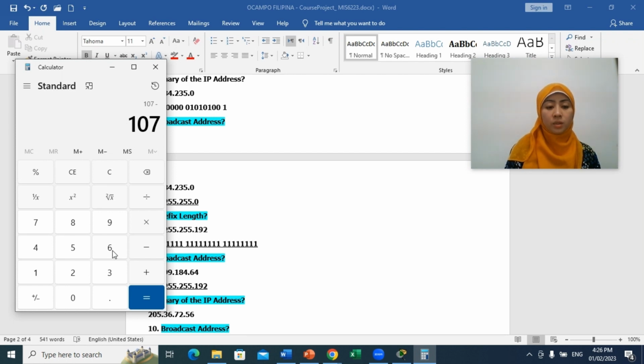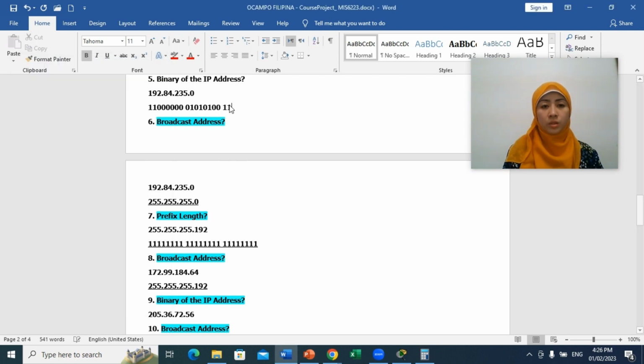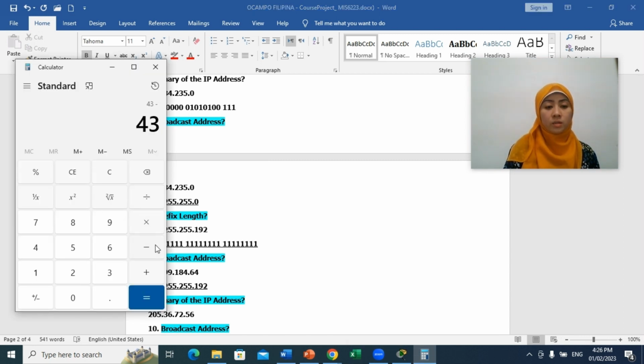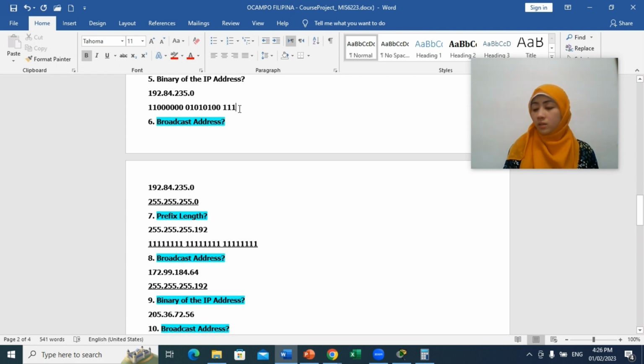So 107 minus 64, it can be, right? So minus 64 is 43. So now we will put another one here. So 43 minus 32, it can be. So put one again. So 43 minus 32 is 11. So 11 minus 16 cannot be. So we will put 0.